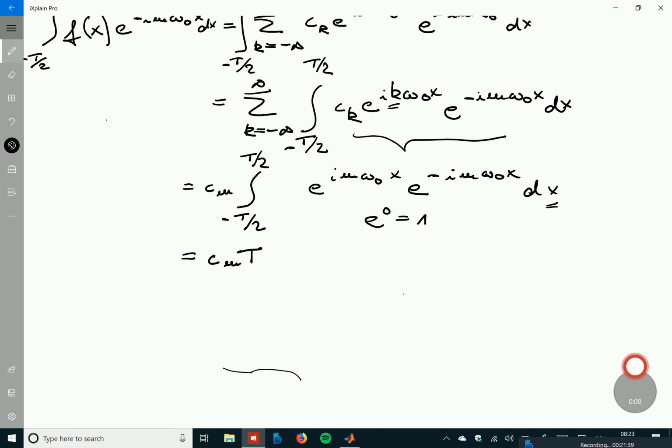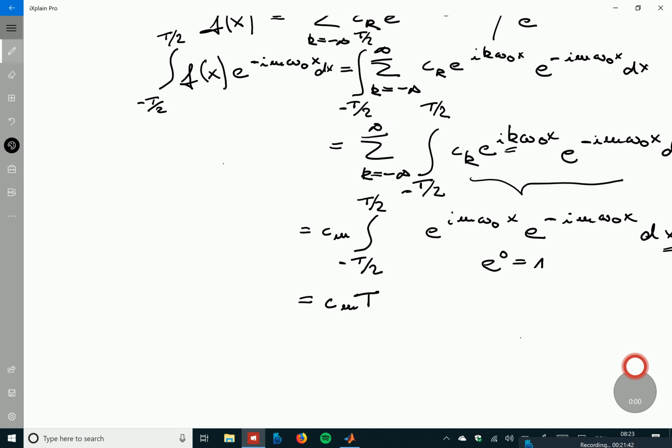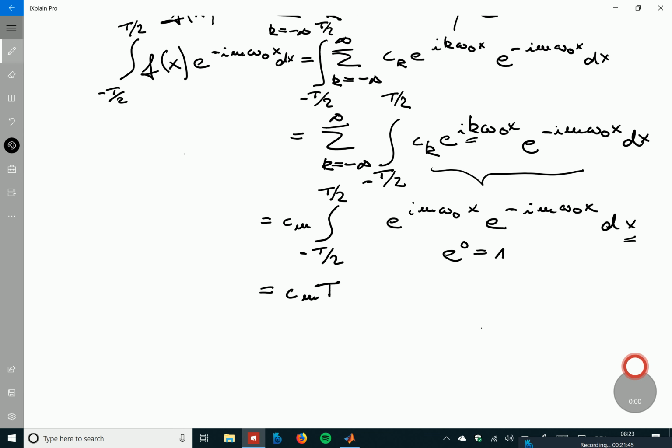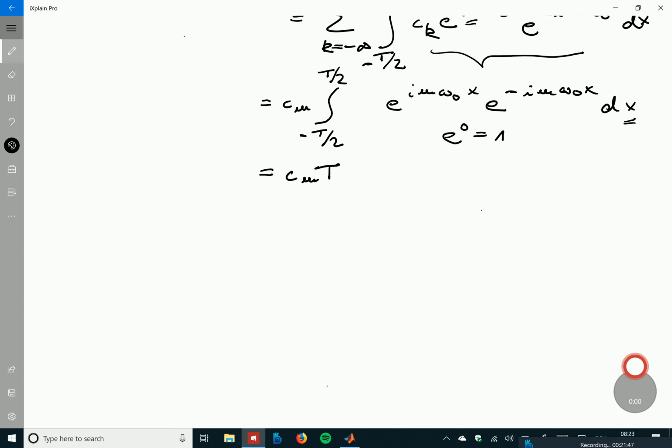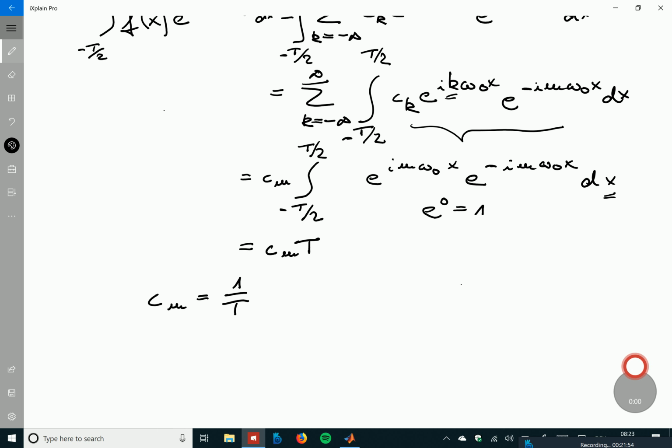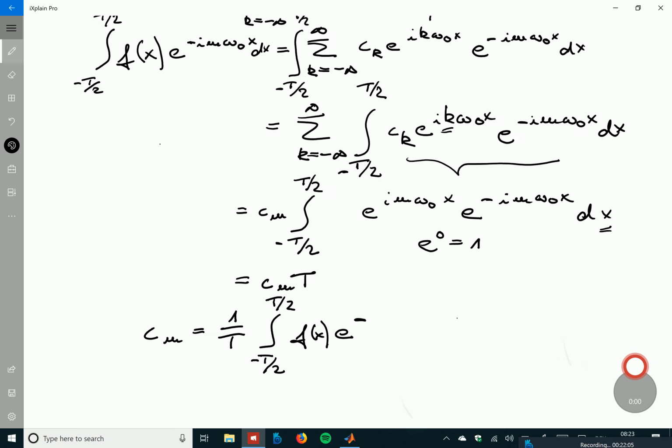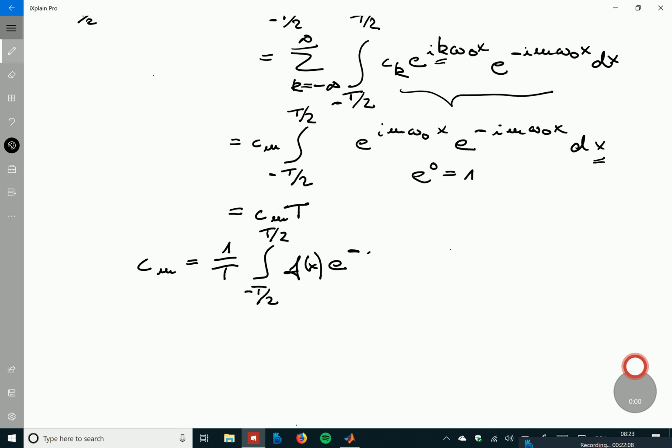And then one can solve for c_m, so that we end up with c_m equals 1 over T times the integral from minus T half to T half of f(x) e to the minus i m omega 0 x dx.